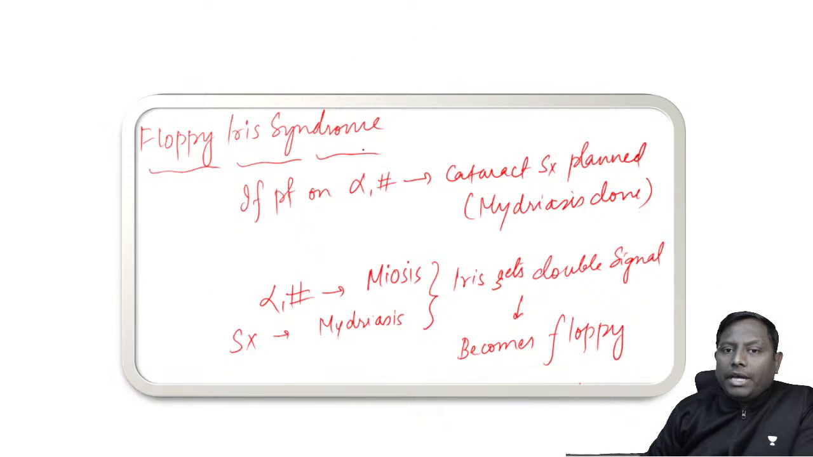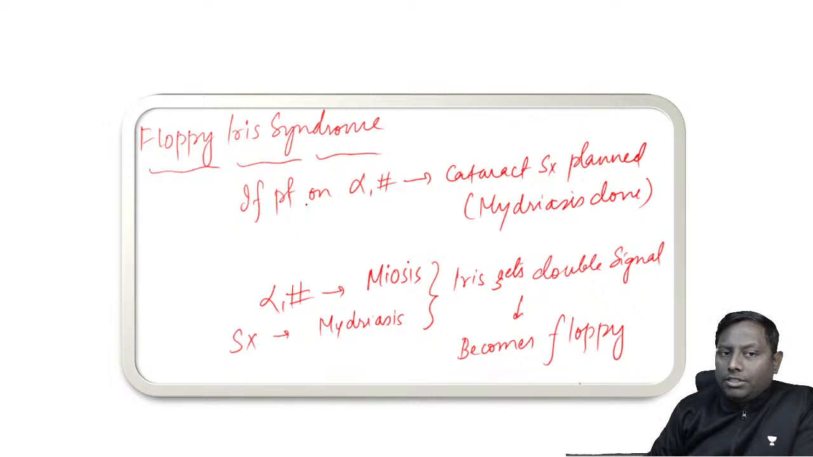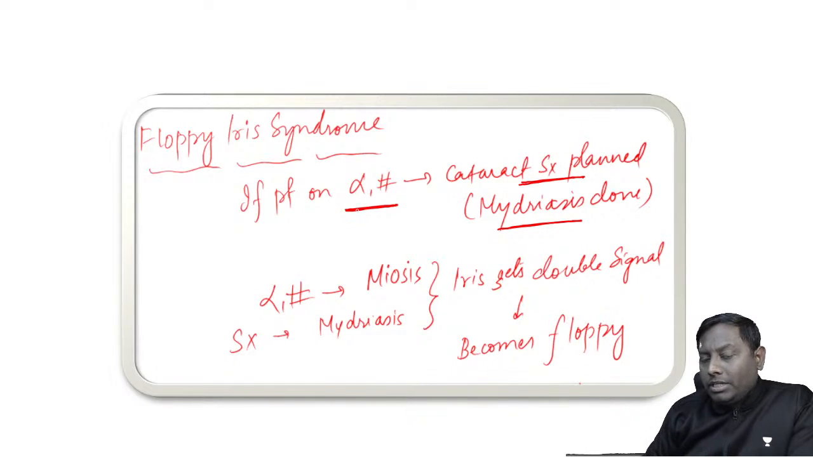This is floppy iris syndrome. When a dual signal is given at a time, that will cause floppy iris or flaccid iris syndrome. Let's say a patient is on an alpha 1 blocker and for cataract surgery a mydriatic is instilled. We all know that alpha stimulation causes mydriasis, and when an alpha blocker is given, there will be one side effect in the eye, that will be miosis.